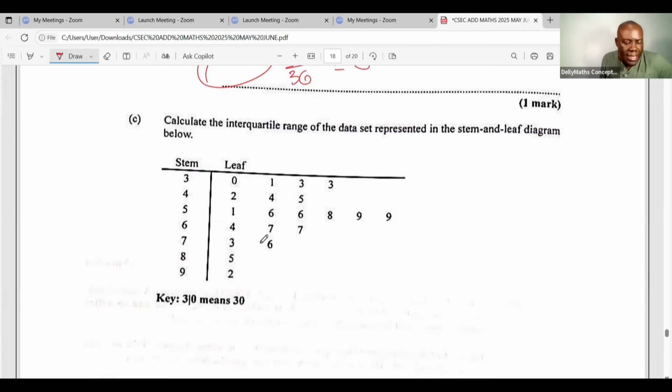All right, let's get it on. Let's go to the next one. So this time it says calculate the interquartile range of the data set represented here. So we want to find the interquartile range of the stem and leaf.